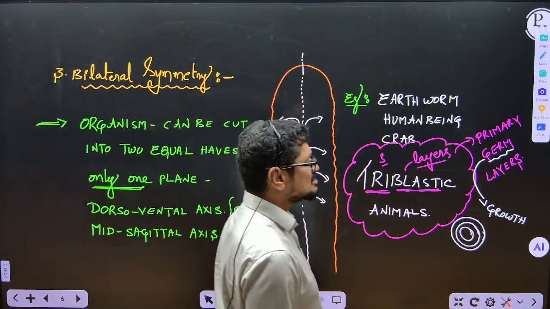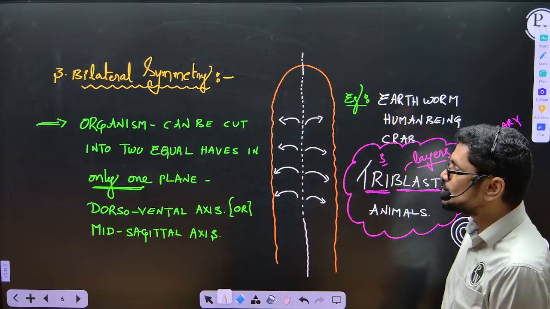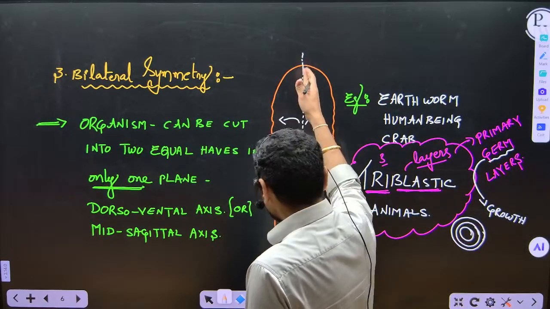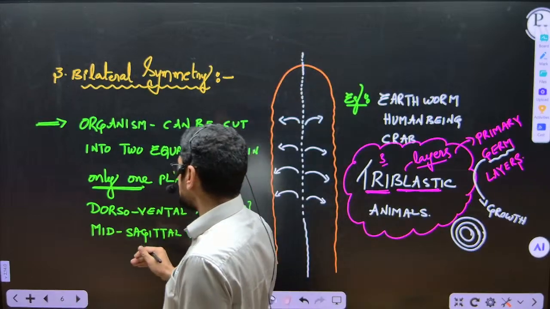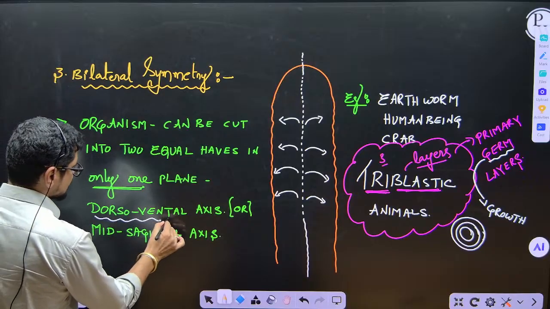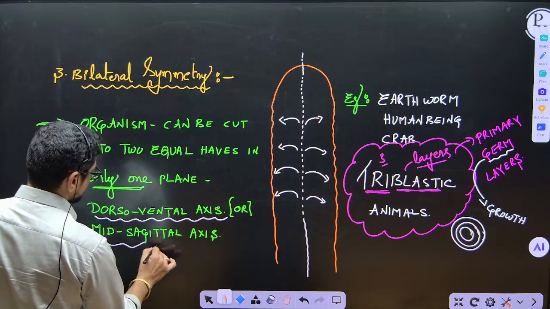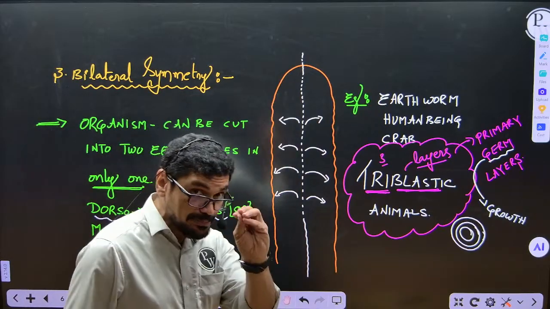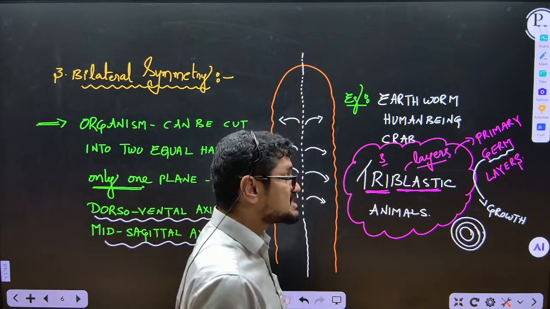Bilateral symmetry. What is bilateral symmetry? Cutting the organism into two exactly equal halves, when the division passes exactly through the central axis. That is nothing but the mid-sagittal axis. This is also called the dorsoventral axis. This is also called mid-sagittal. Sagittal, S-A-G-I-T-T-A-L. You have to repeat the words here, or else it becomes difficult for you.